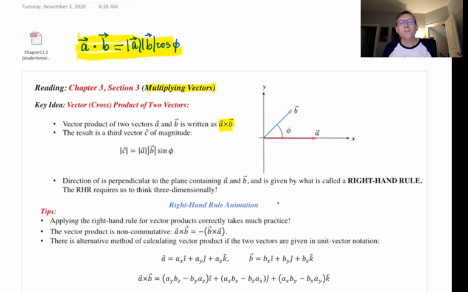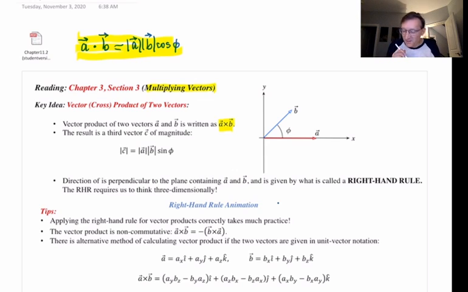So the context is important. The symbol's meaning depends on its context. And when the multiplication symbol is written between two vectors, that's a clear indication that it's not the old-fashioned multiplication. It's this new multiplication called a vector product.